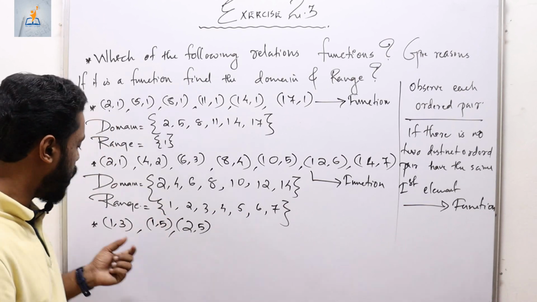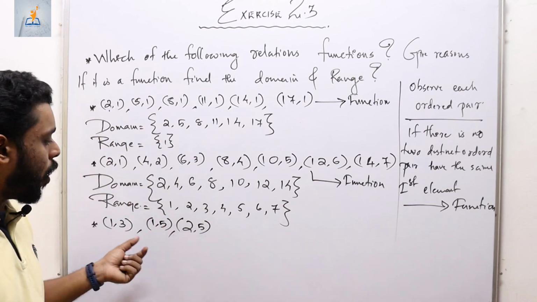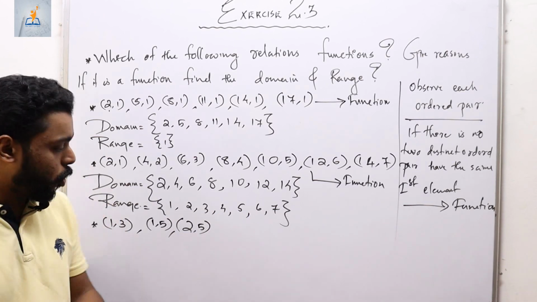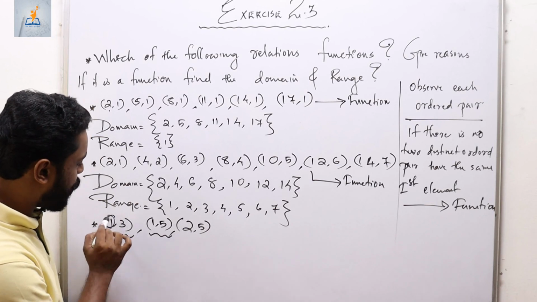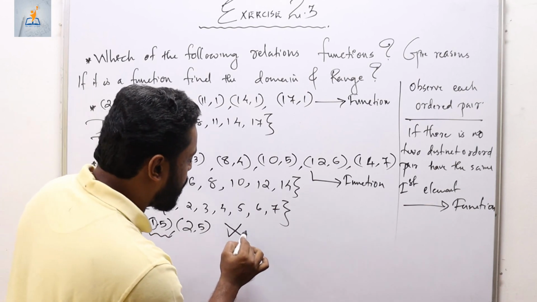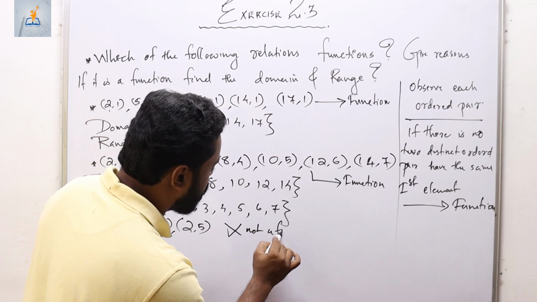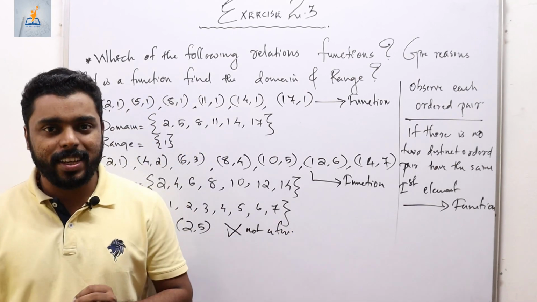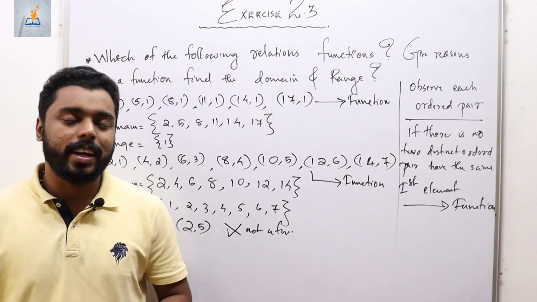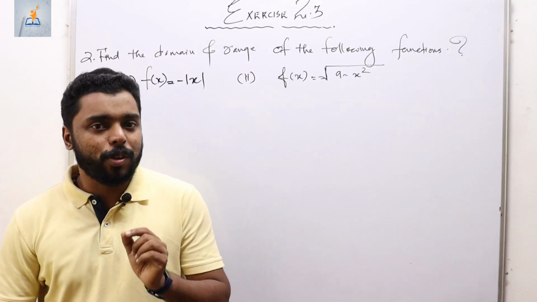Coming on to the last one, here we are given three ordered pairs. It is easily observable that these two distinct ordered pairs have the same first element, which is 1. Therefore, it is not a function. So this is the answer for the first question of exercise 2.3. Now we shall move on to the second question.